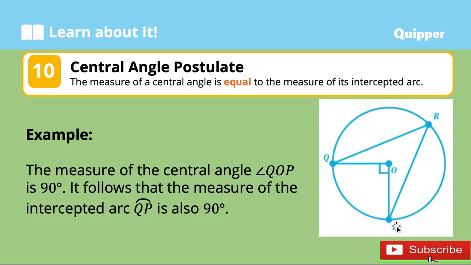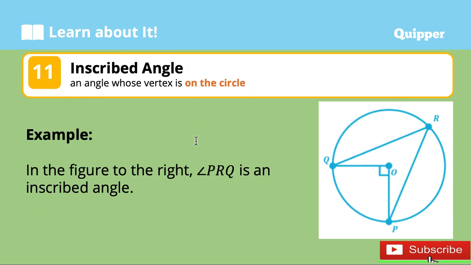For example, the measure of the central angle QOP is 90 degrees. It follows that the measure of arc QP, or the intercepted arc QP, is also 90 degrees. That's the central angle postulate. Number 11, inscribed angle. It is an angle whose vertex is on the circle.